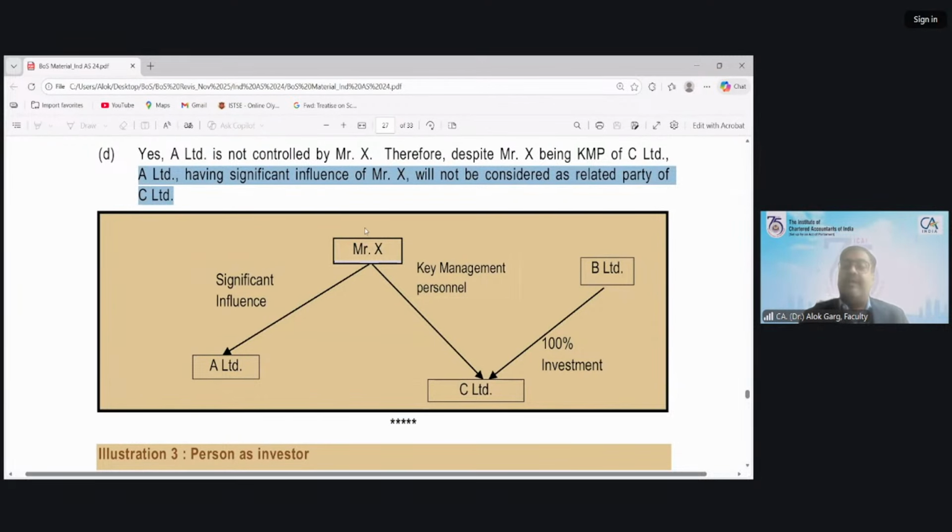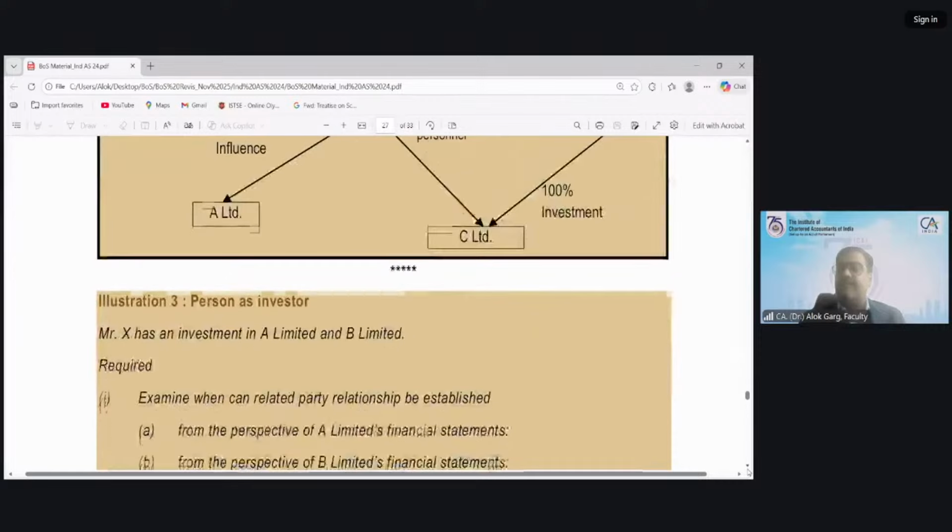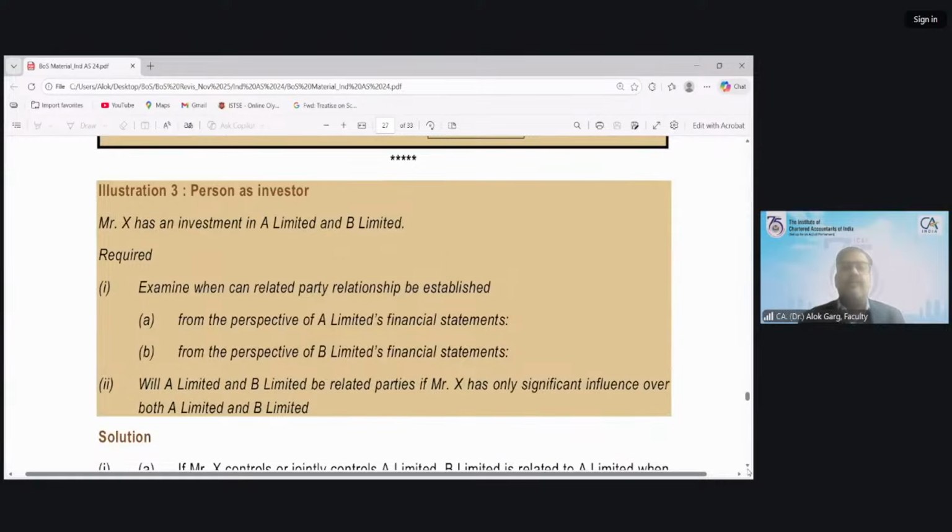Okay. But let's say if one person has a control or joint control and in the other entity that person is a KMP, then it will become a related party. Okay. Then it will become a related party. Is that clear? Yes, sir. Clear, sir.